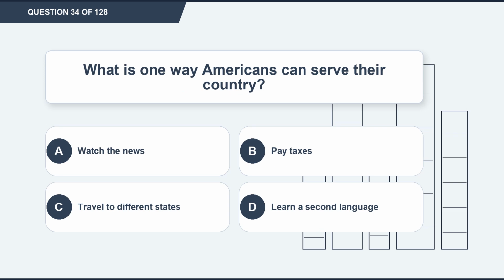Question 34. What is one way Americans can serve their country? Option A. Watch the news. Option B. Pay taxes. Option C. Travel to different states. Option D. Learn a second language. The correct answer is option B.